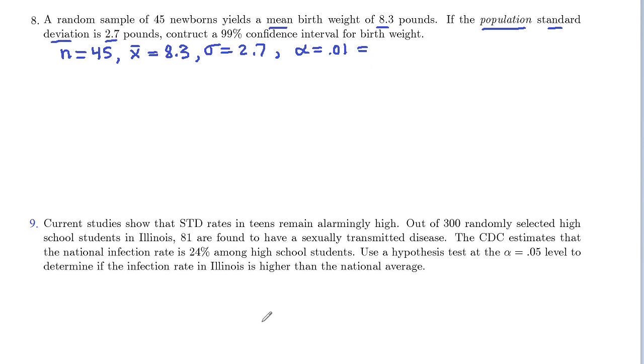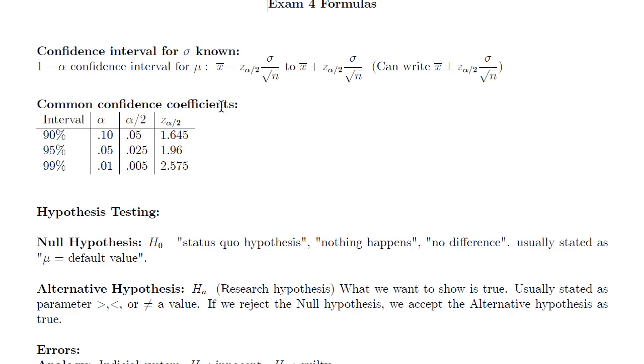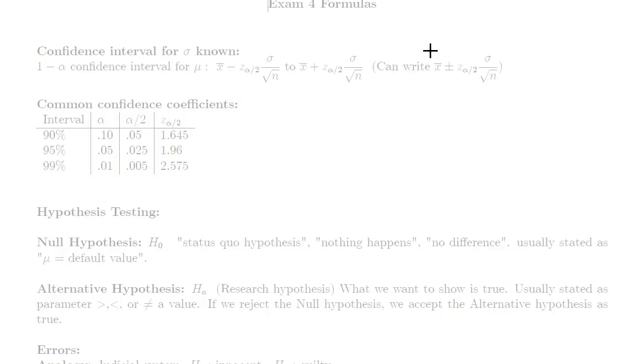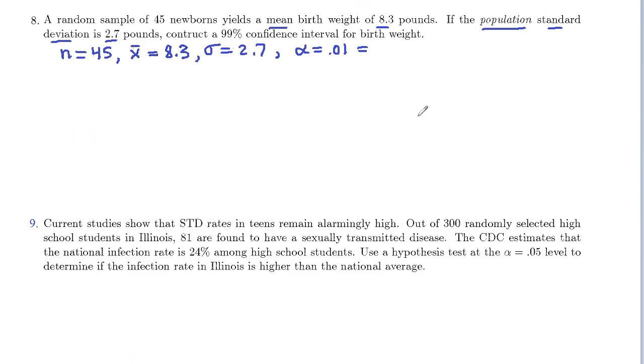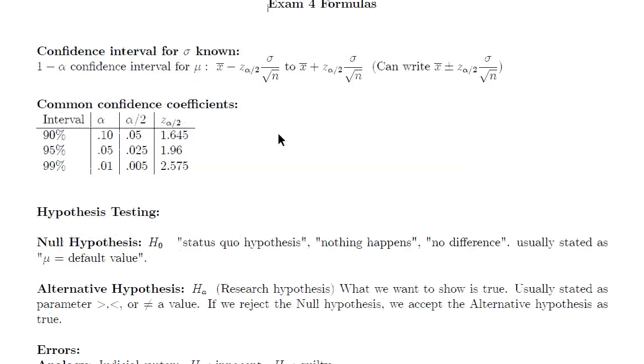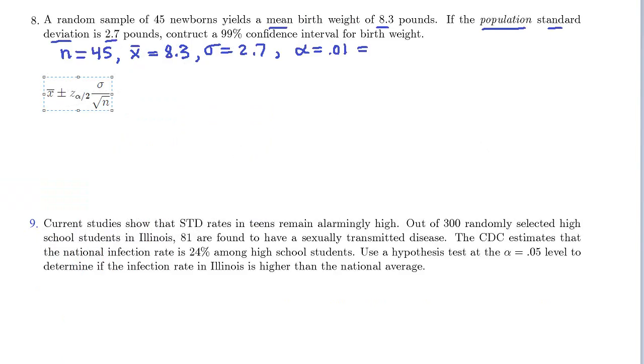And remember that, let's go to our formula sheet here. Our confidence interval looks like this. So it's x bar plus or minus z alpha over 2 times sigma divided by root n. So let's grab that formula and bring it over. And then remember that we've got that table of common values here. We want 99% confidence here, so our z-value is 2.575. That's our z alpha over 2. So this implies then that our z alpha over 2 is 2.575.